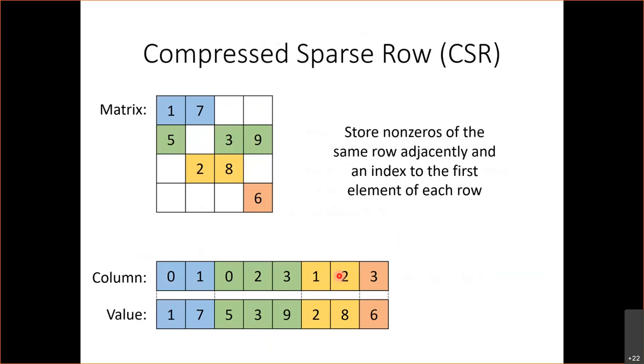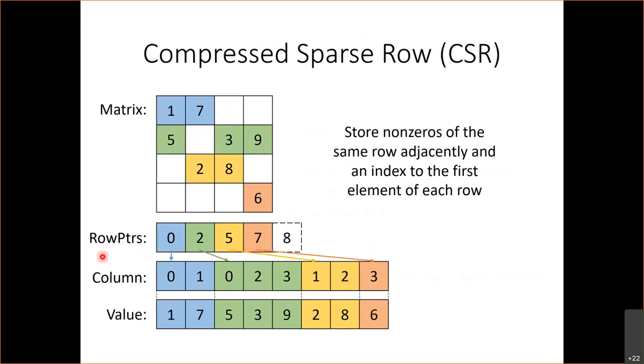And then what we're going to do is store for each row where the non-zeros of that row begin. So we're going to call this the row pointers array. So we're not going to have a row index array like we had before, where for every non-zero we had the row index. Instead, we're going to have a row pointers array. It doesn't really store a pointer, it stores an index. It's going to store the index at which the non-zeros of each row begin. So here, the non-zeros of the first row begin at index 0. The non-zeros of the second row begin at index 2, so we store 2 over here. The non-zeros of the third row begin at index 5, so we're going to store a 5 over here, etc.